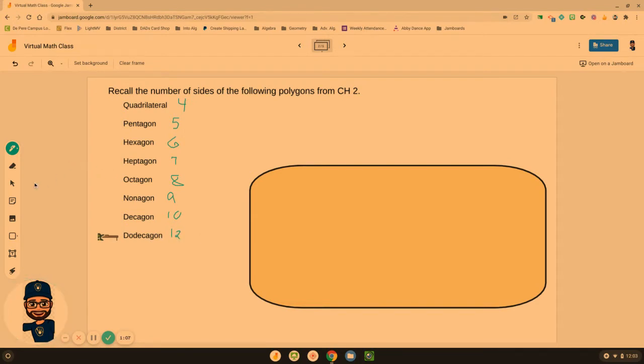That's 12. And so you might want to become familiar with those because we will use those names of shapes in different worksheets and even the test that's coming up.